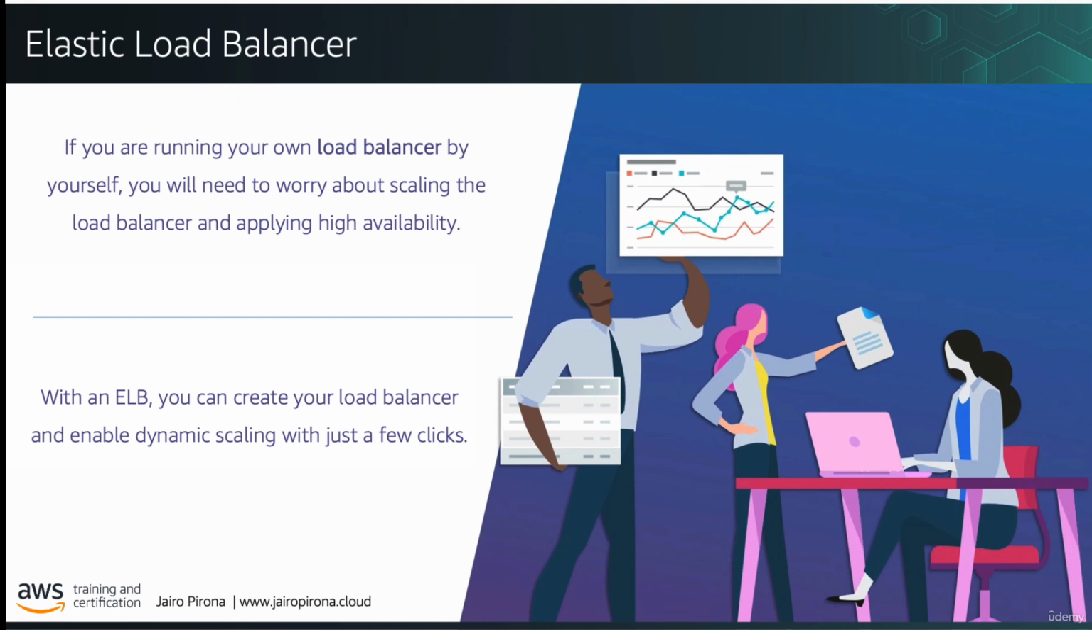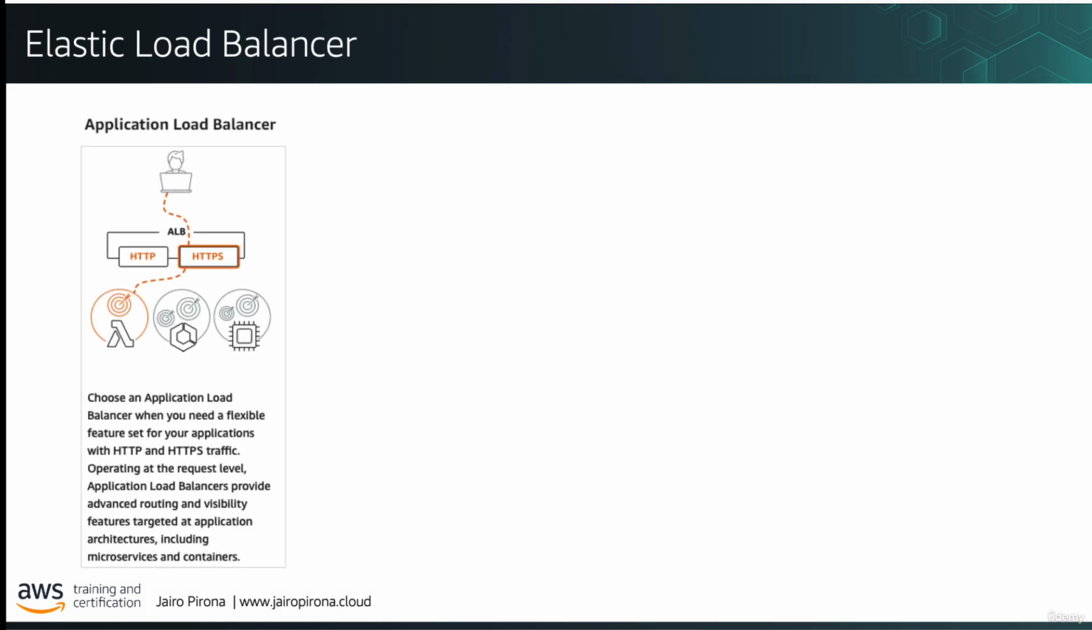Now, depending on your traffic distribution requirements, there are 4 ELBs available in AWS to choose from. First, the Application Load Balancer, or ALB. It provides a set of flexible features for web applications running HTTP or HTTPS protocols. The ALB offers advanced features such as routing, TLS termination, and visibility, allowing precise control over how traffic is distributed, even to different ports on the same EC2 instance.